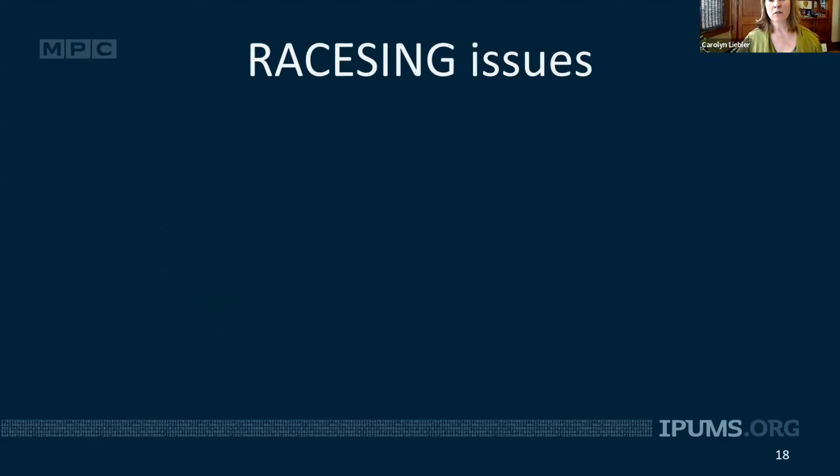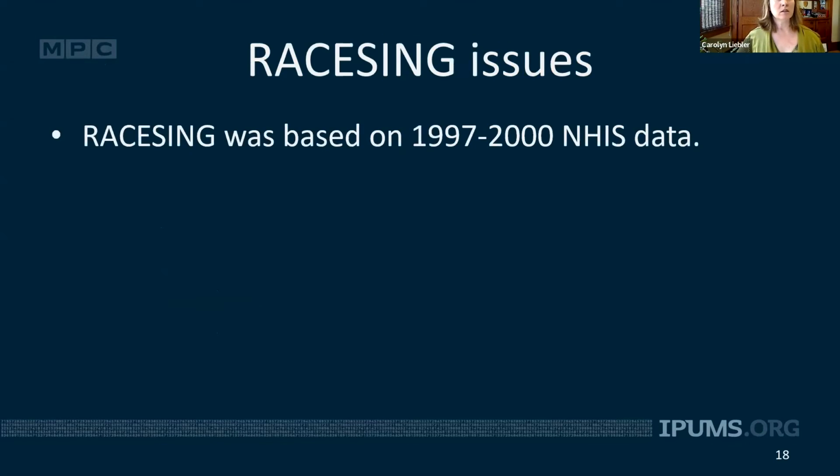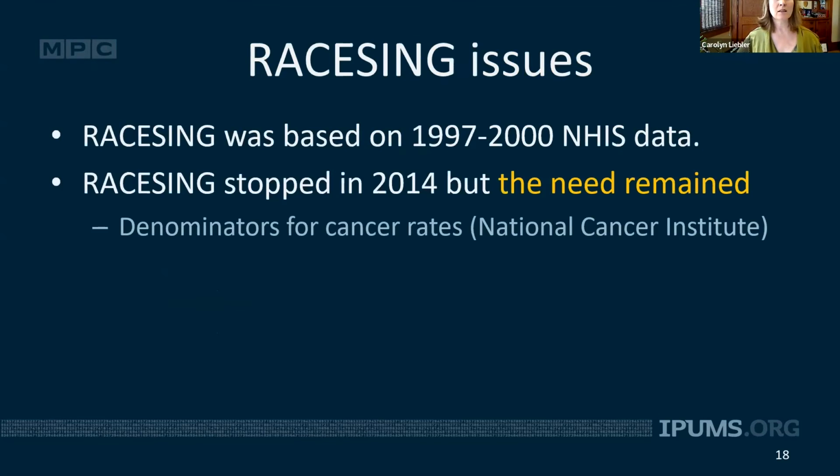There were some issues with RACHSING, however. RACHSING was entirely based on the original publication by the NCHS researchers. So that was based on the 1997 to 2000 data. And that data was getting pretty old. RACHSING stopped in 2014, but the need remained, and, for example, the National Cancer Institute was using RACHSING to calculate their denominators for their cancer rates. And actually, that's where the funding for the new variables came in. The National Cancer Institute reached out to IPUMS to see if we could get this going again. And IPUMS reached out to me. And so the National Cancer Institute funded the development of this new variable that we're releasing right now.